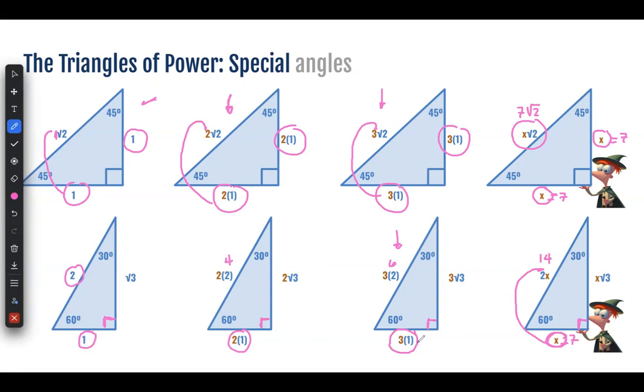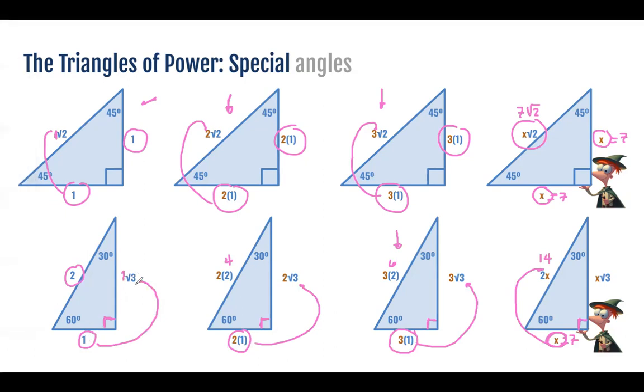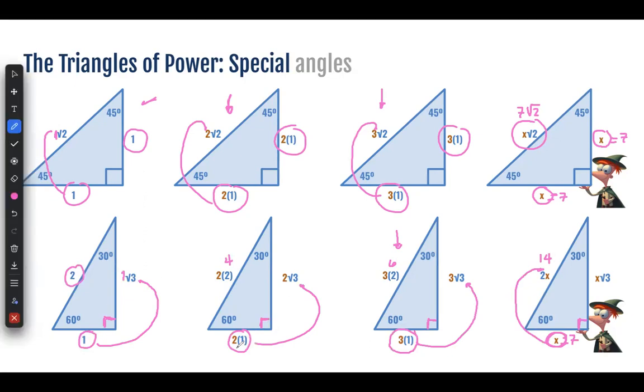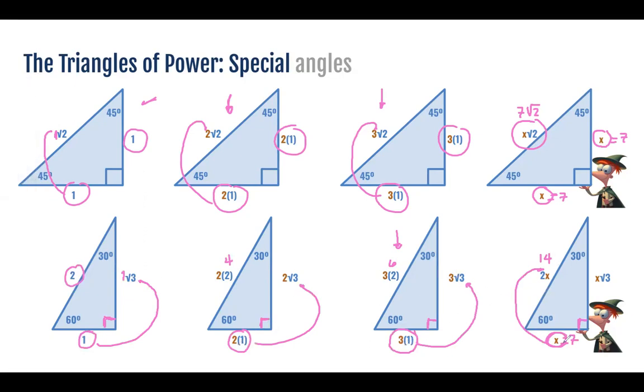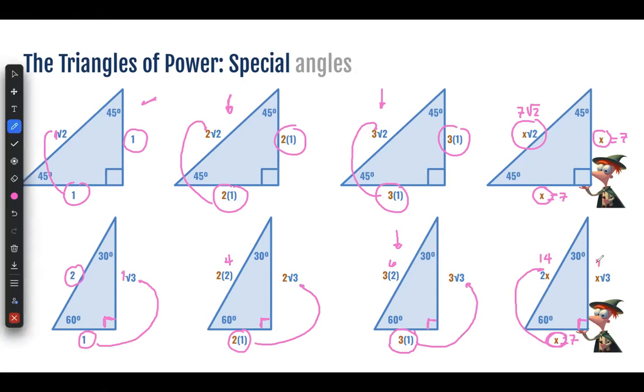And the relation between this side and this side for all of those instances is that side multiplied by the square root of 3. So 1 times the square root of 3, 2 times the square root of 3, 3 times the square root of 3, and in this case, 7 times the square root of 3.